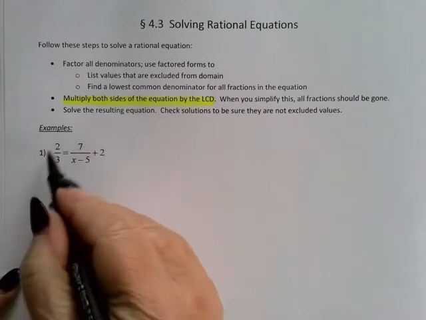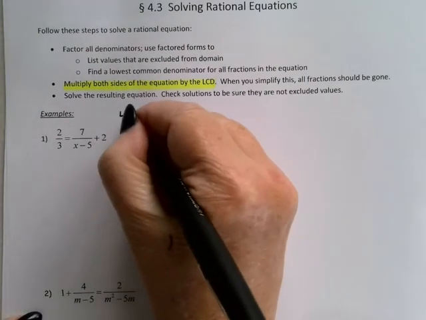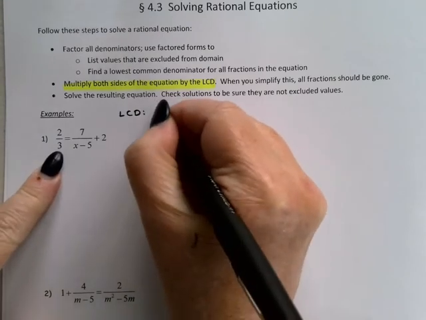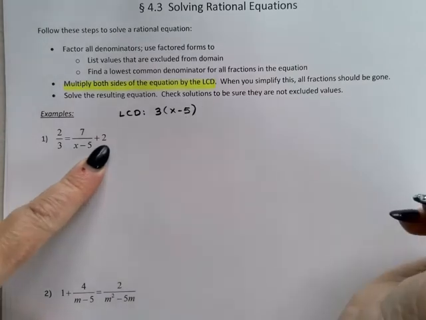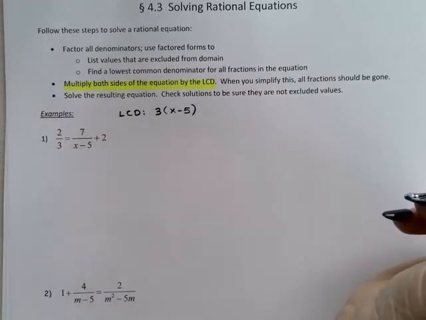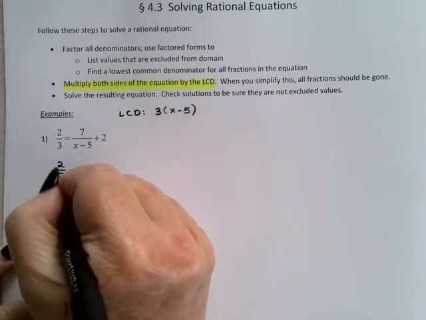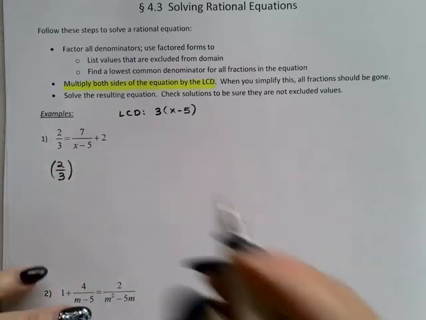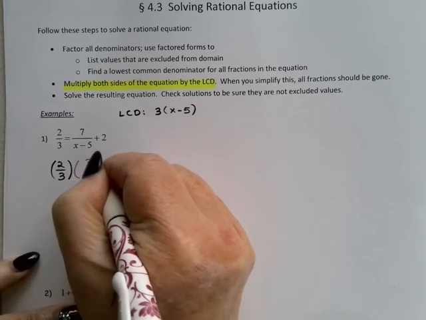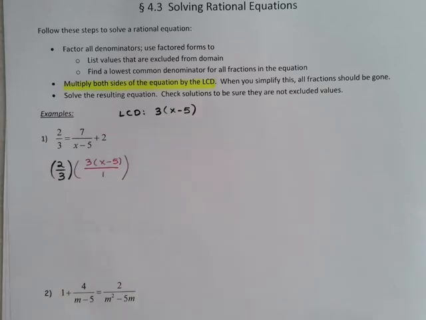In number 1, there's nothing to factor, so I'm going to go right ahead and identify my LCD as 3 from the first fraction times x minus 5 from the second. And of course, there's no denominator here. It's really a 1 if you want to put it in. So I'm going to take my equation and I'm going to multiply by that LCD, 3 times x minus 5. If you want to put it over 1 just to keep track of where the numerator and denominator are, it's not a bad idea.